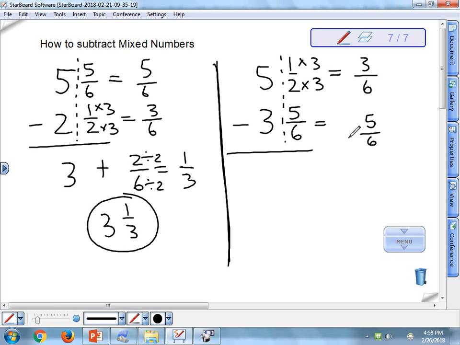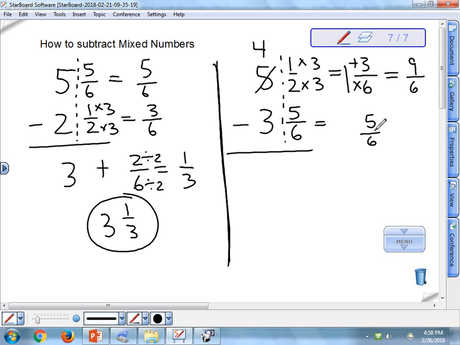So what do we do? Well, it turns out what we're going to do is we're going to borrow 1 from the units, from the 5. We're going to borrow 1 from the 5. That then becomes a 4, and then the 3/6 becomes 1 3/6. So in other words, I'm just taking 1 from the 5, 5 minus 1 is 4, and bringing it over to join the 3/6. Now I still can't subtract 5/6 from 1 3/6, but what I can do is convert 1 3/6 very easily. 1 times 6 is 6, plus 3 is 9/6. And now I have an improper fraction that I can subtract 5/6 from.